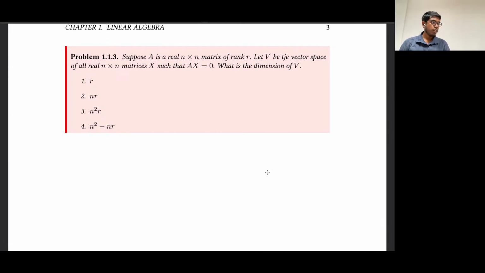So the next problem is: suppose A is a real n cross n matrix of rank r, and let V be the vector space of all real n cross n matrices X such that AX equals 0. Then what is the dimension of V? Any thoughts about this problem? What could be the correct answer? Any thought? Khalid is saying option B. Surya, Sujata, and Abhirup are saying this too.